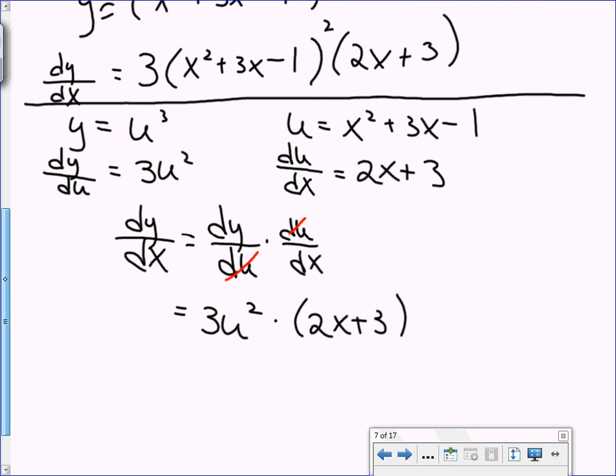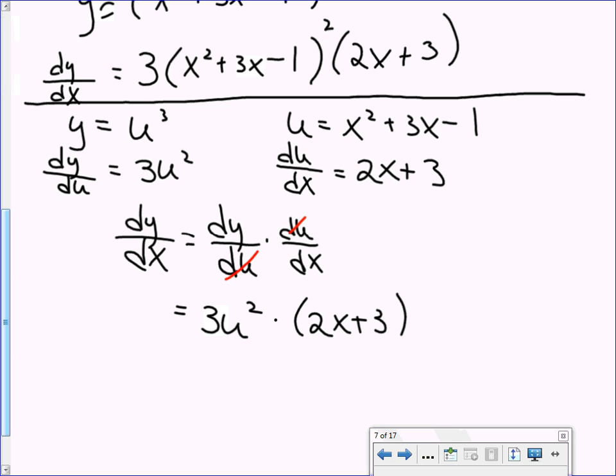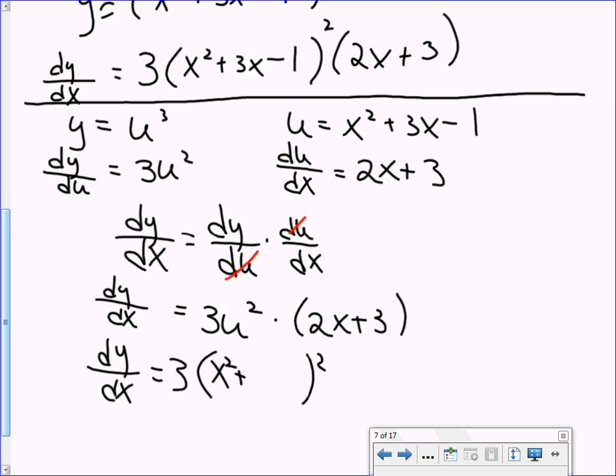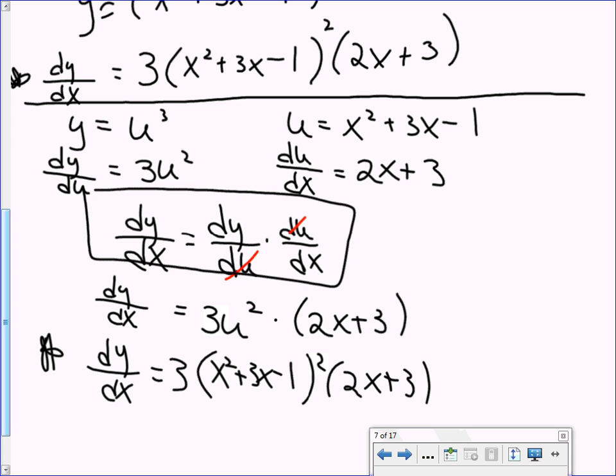And if you compare that to what we got for dy dx before when we substituted first, you'll see once we substitute in for u, we're going to get the same thing. We'll get dy dx equals 3, u is x squared plus 3x minus 1, times 2x plus 3. Same answer we got for dy dx by multiplying the derivatives, as we did by just substituting first and getting the derivative. So that's just something I want you to be aware of, that you can multiply derivatives to come up with another derivative.